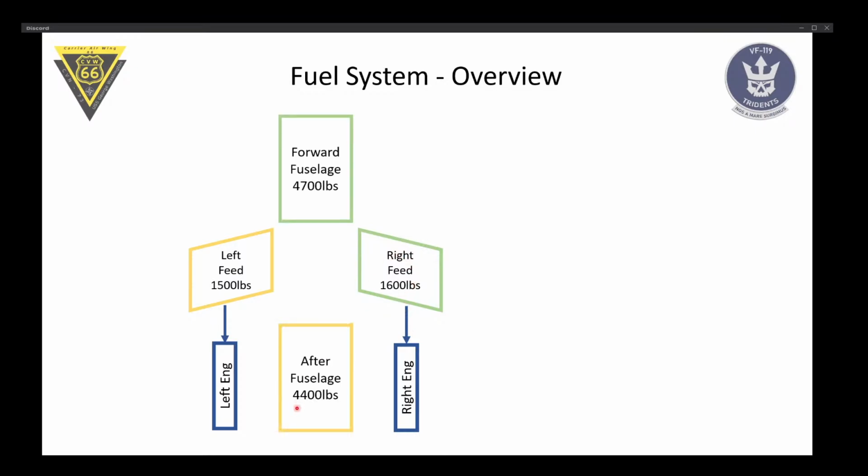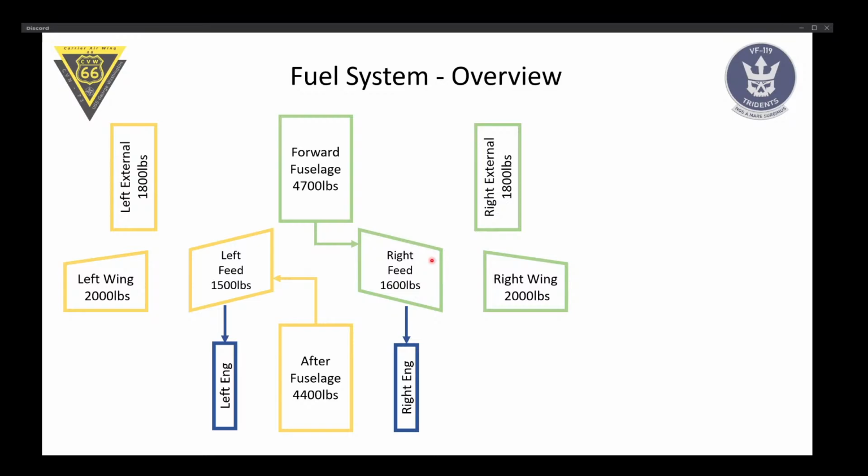Next, we have the forward and aft fuselage tanks. They hold, I expect, 4,700 and 4,400 pounds of fuel. And the way they're connected is the aft fuselage tank feeds into the left feed tank and the forward tank into the right. Then we have the wing and external tanks. The wing tanks each hold 2,000 pounds and the external tanks 1,800 pounds. The external and wing tanks both feed into a common line, and then they feed into the feed tank.